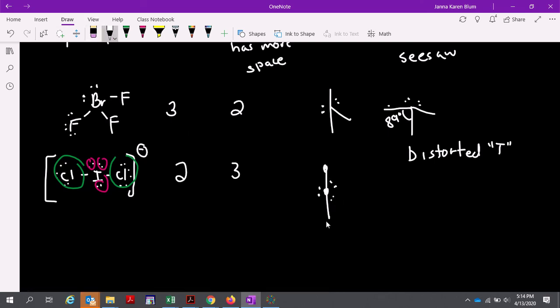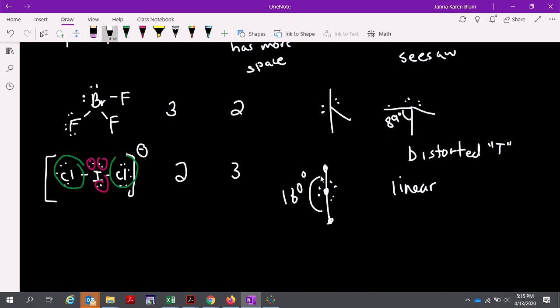And if we look at this, what do we have left? We have a line with 180 degrees. So it actually can come all the way back to linear geometry. But those lone pairs are here and they're taking up space. So it's a little different than the linear geometry for 2 electron groups. So those are the derivative geometries for 5 electron groups.